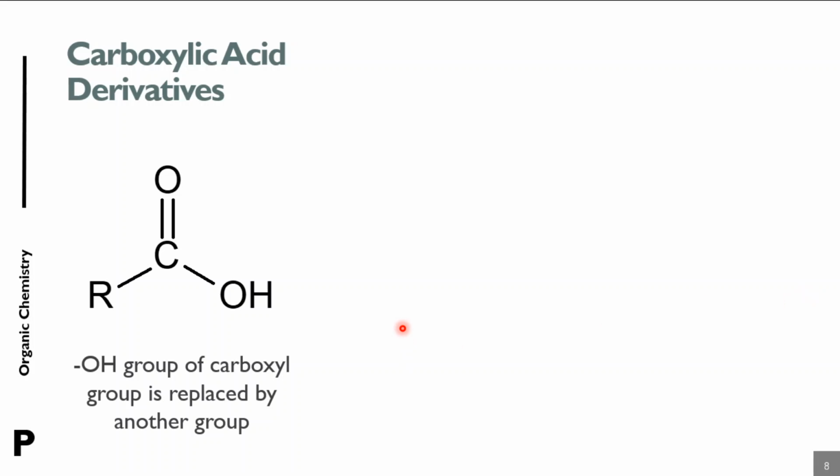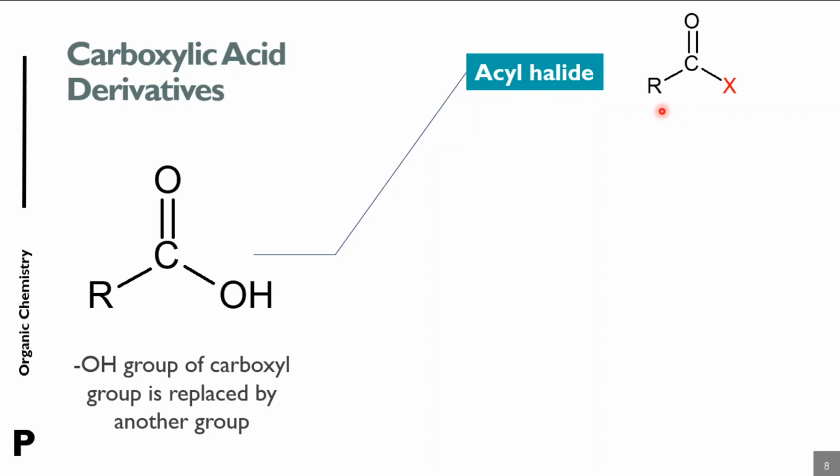The hydroxyl group in a carboxyl group is replaced by another group. So if you replace this OH with any kind of halide, then it is called an acyl halide. It is represented by the general formula. Here you can see OH is replaced by X.